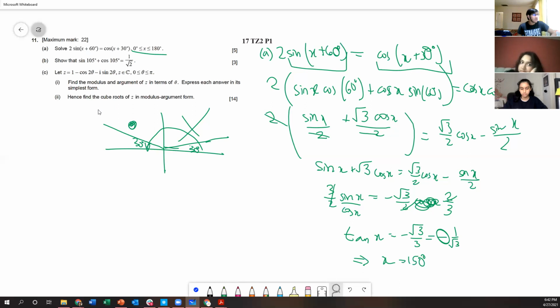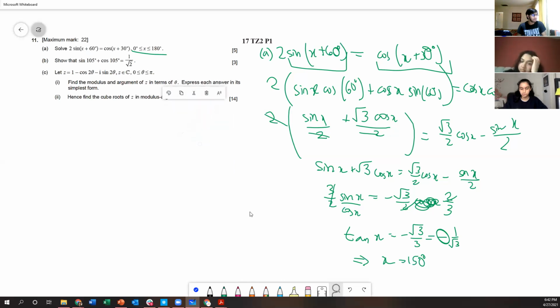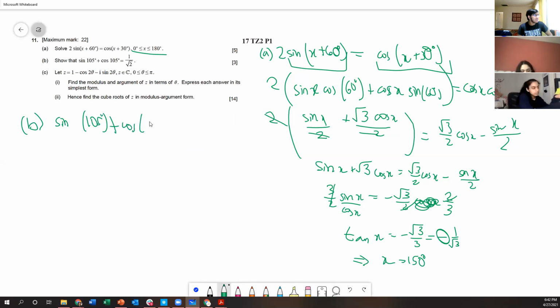Now let's look at part B. It's going to be literally the exact same trig identity. You're going to use the exact same property, I think, just looking at the problem casually. So we're trying to show that sine of 105 degrees plus cos of 105 degrees equals 1 over root 2.